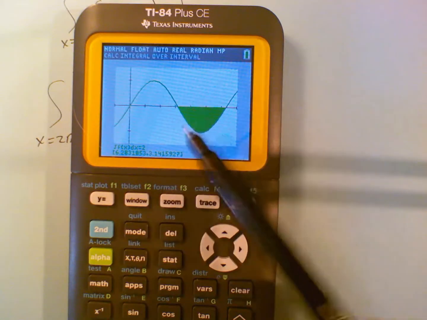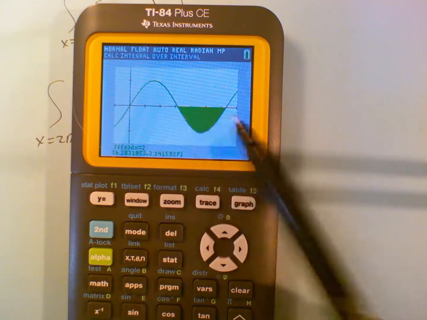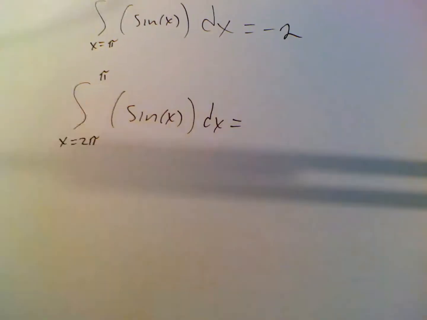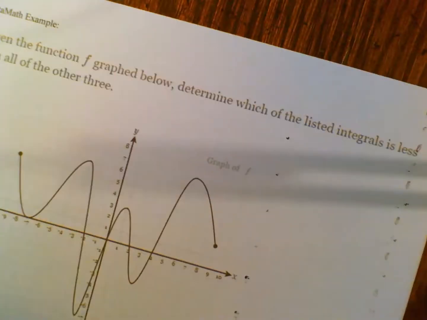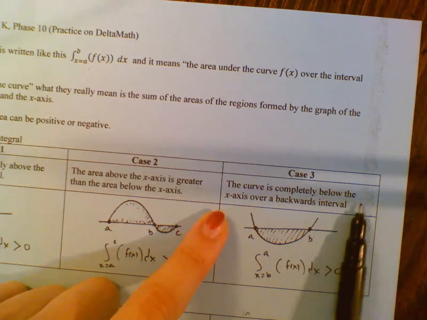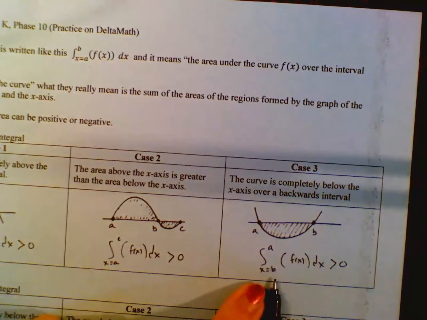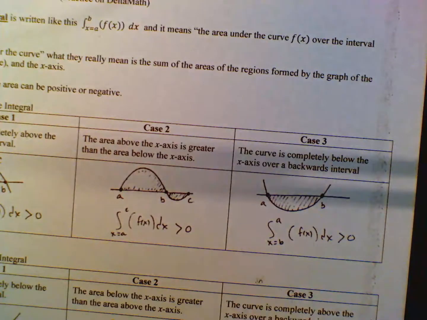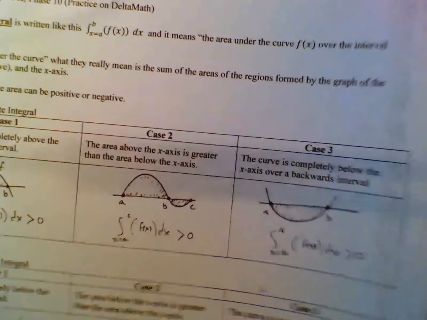But guys, you say, oh, that's a negative area, and we get positive 2. It's because we integrated backwards. The interval was a backwards interval. So this is the third case where we have a positive integral: the curve is completely below the x-axis over a backwards interval. So instead of from a to b, it's the integral from b to a.